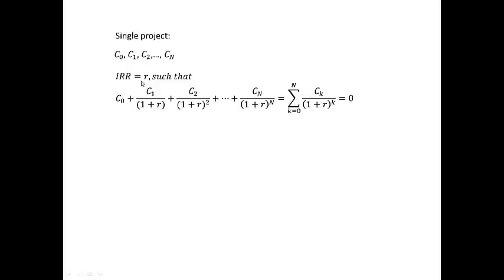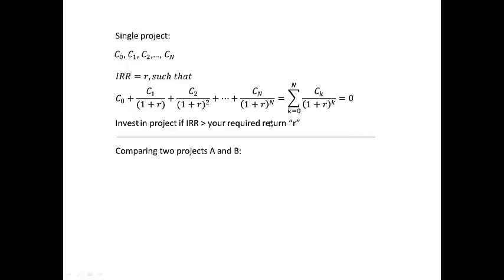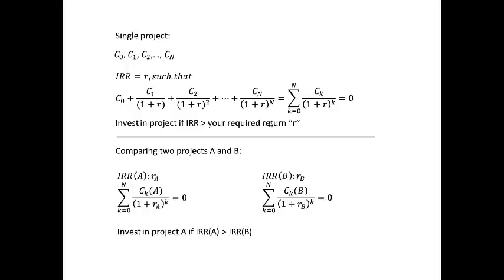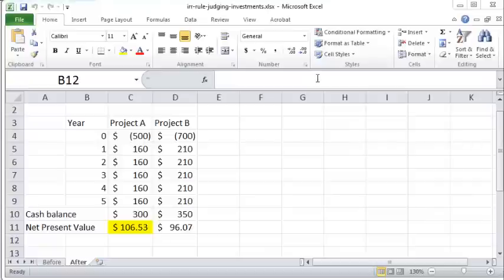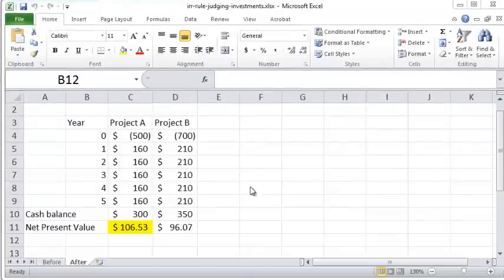If the project IRR is greater than your required return, invest in the project. So let's say you have two projects, A and B, and here are the internal rates of return for each project. It's RA for project A and RB for project B. Then you should simply choose the project whose internal rate of return is higher. Let's see this concept in action in a spreadsheet.